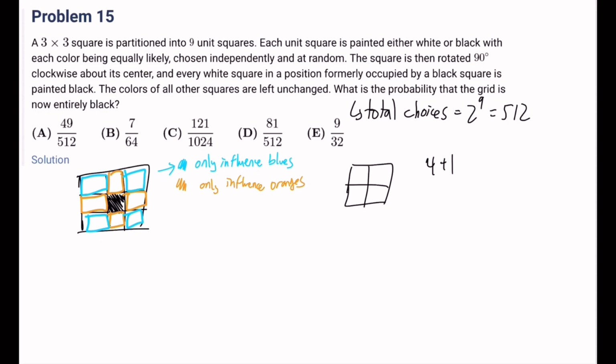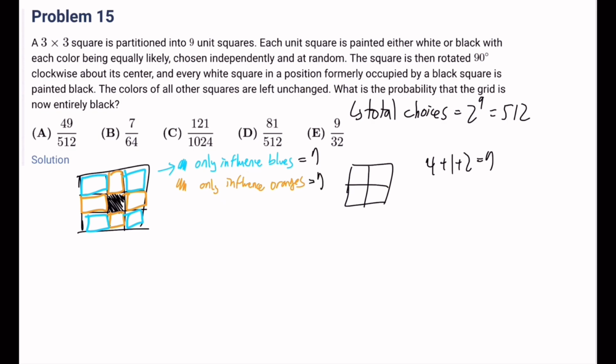And lastly, we can have 2 black. So if we have these 2 black and the other white, then if we rotate them, it's just going to be all black. And there's one more way we can do that, and so that will also satisfy the conditions. So we have 4 plus 1 plus 2 equals 7 choices. So the blues have 7 choices, and the oranges are also just the same thing.